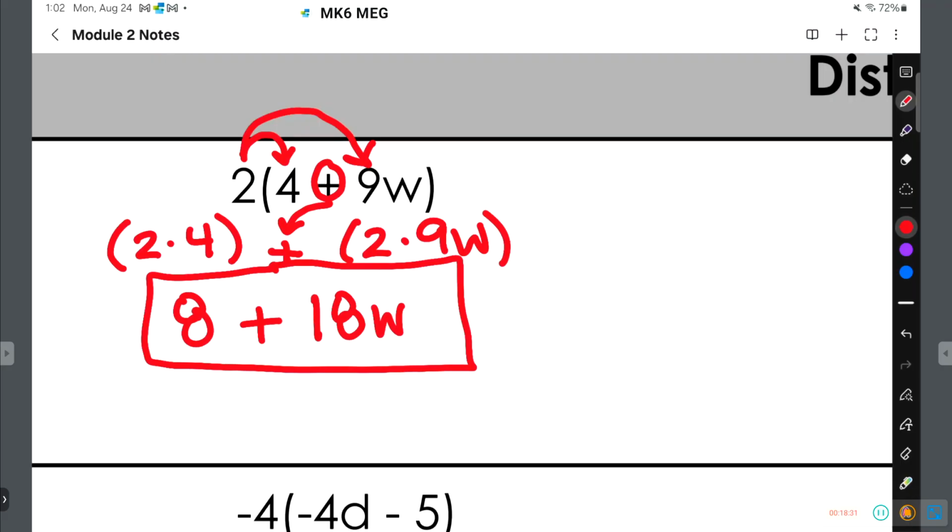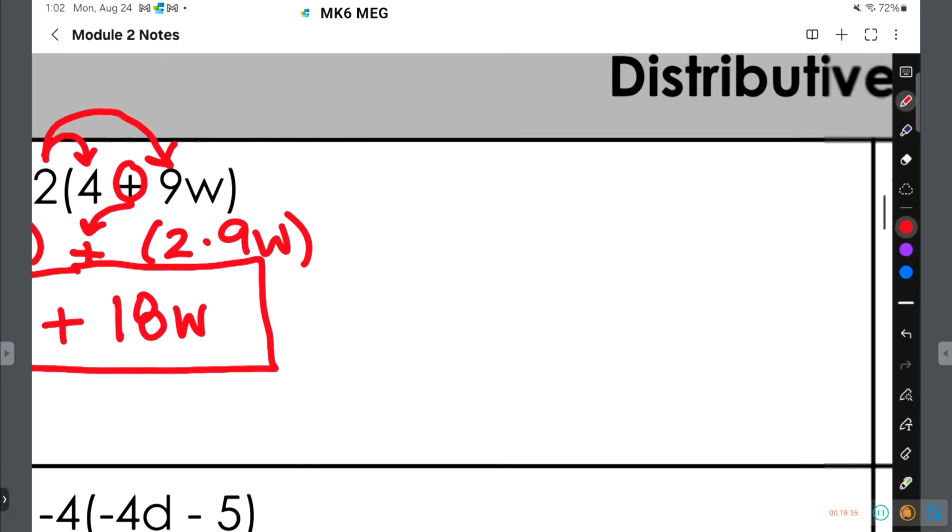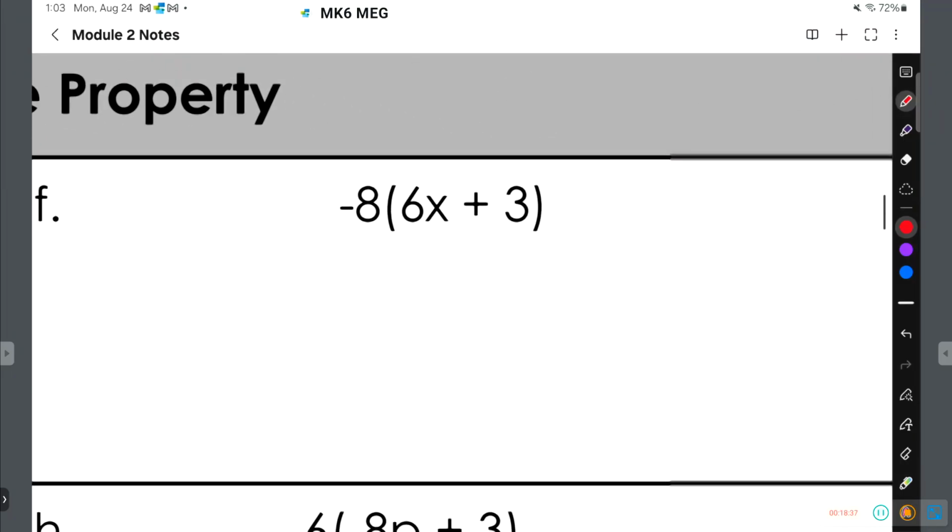This should not be foreign. You did this last year. You just might need a refresher on it. Bristol says it's easy, because it is.